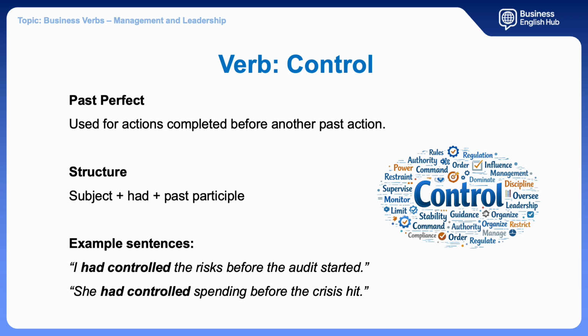Past perfect of the verb control is used for actions completed before another past action. The structure for the past perfect of the verb control is subject plus had plus past participle. Example sentences include: I had controlled the risks before the audit started. She had controlled spending before the crisis hit.